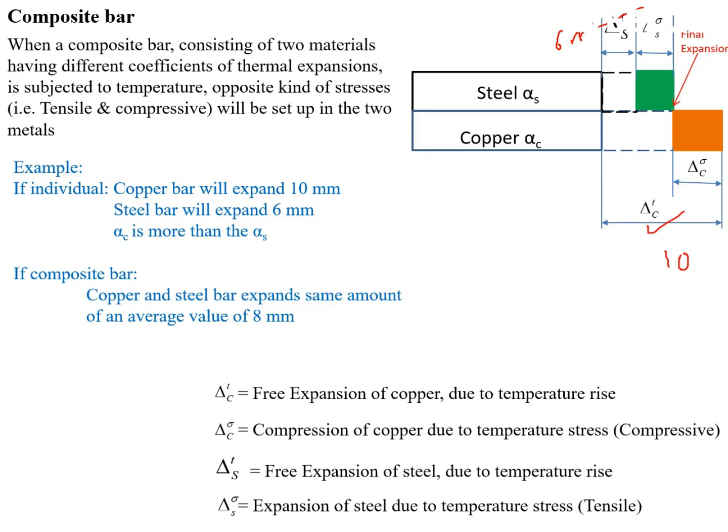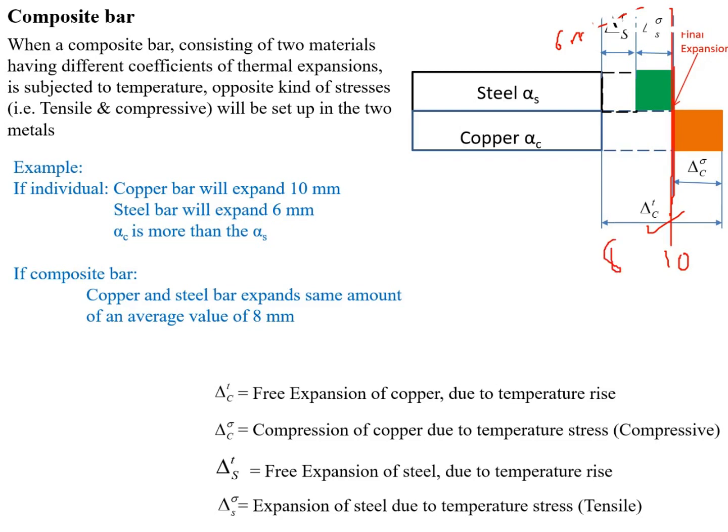So copper and steel will expand by the same amount, that is the average of the 8 mm. So here let us consider this is the 8 mm. Here the expansion of the copper and the expansion of the steel are the same amount. Let us consider 8 mm.